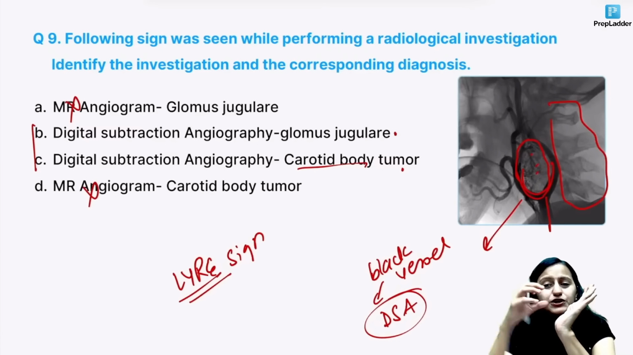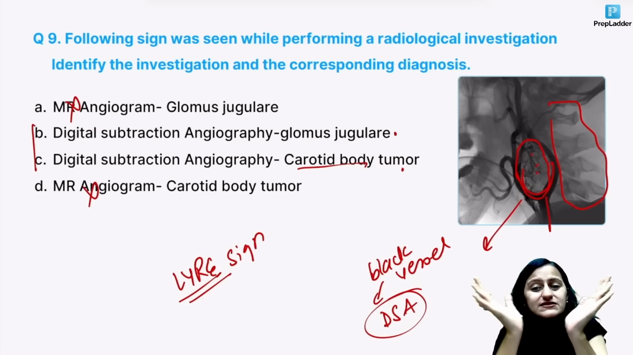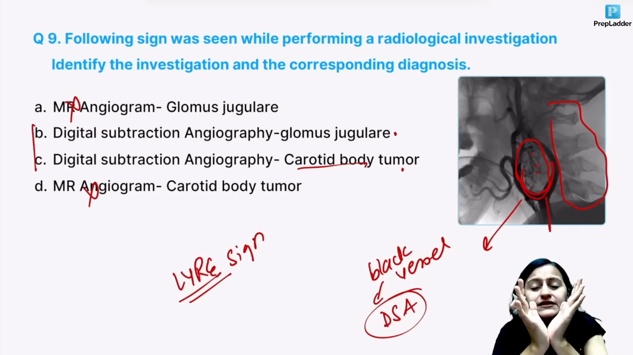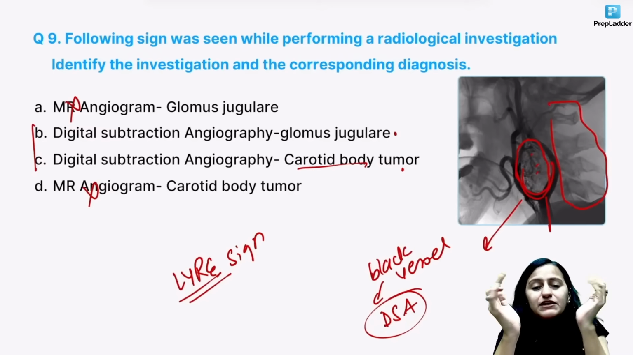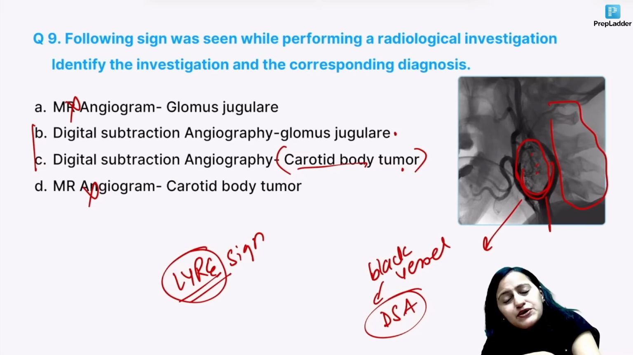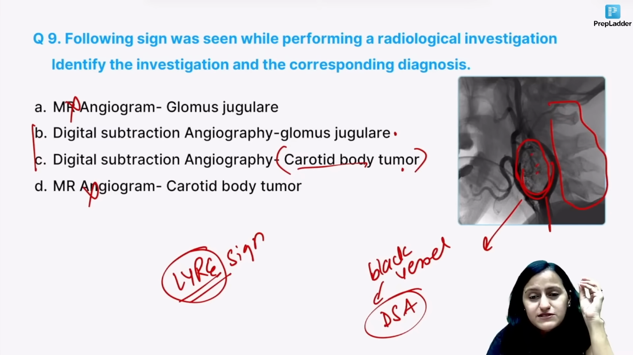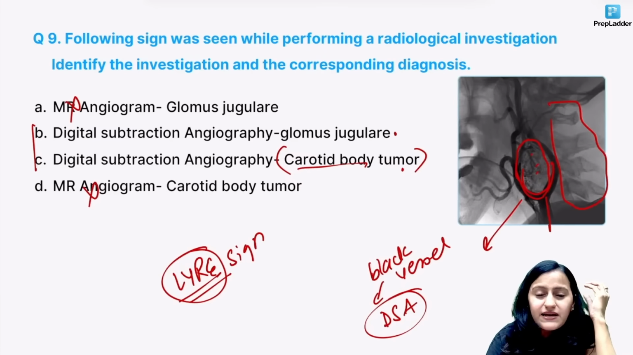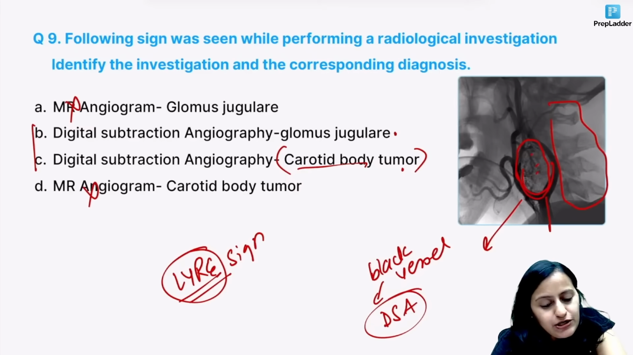The carotid body tumor sitting at the bifurcation causes a widening of the angle, right? So the ICA and the ECA get separated. That is called the Liar's sign. This is carotid body tumor. Just looking at the location, you know that this is not glomus jugulare. Glomus jugulare will be higher up, right? This is going to be carotid body tumor.